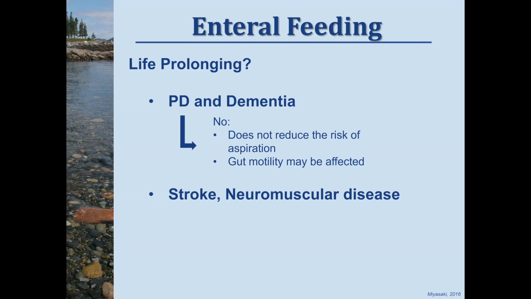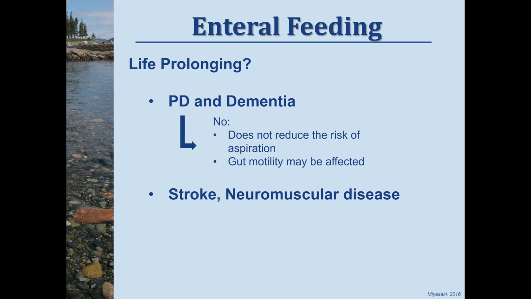By the time we're talking about a PEG tube for these patients, the body's already starting to shut down. Parkinson's is a movement disorder. The gut has muscles to it, so that coordination of the gut motility is lost. So you may put food in and it's just going to sit there. It may cause more nausea, distension, and the body may not even be able to process the calories. Now, as we talk about stroke and neuromuscular disease, is this life prolonging?